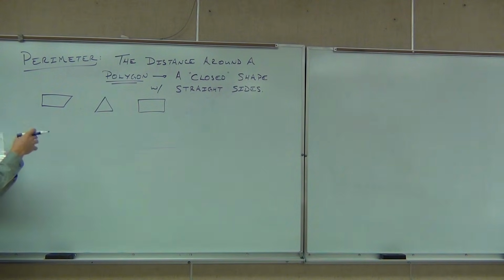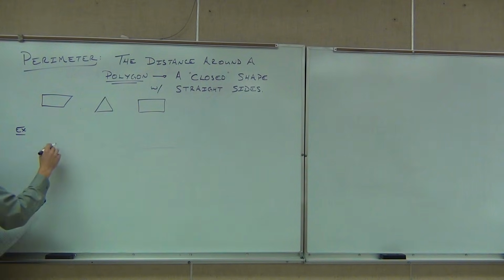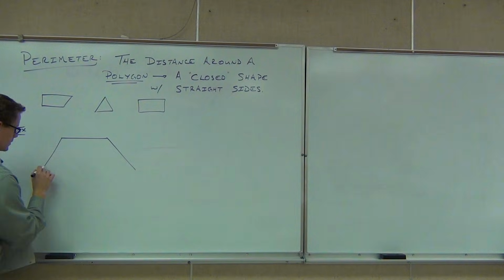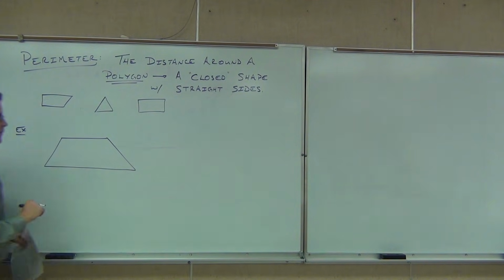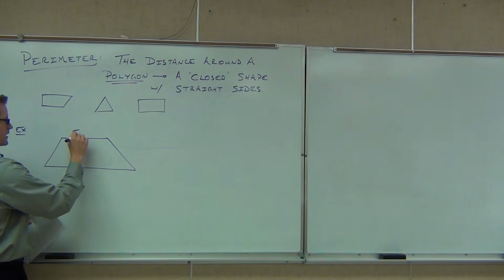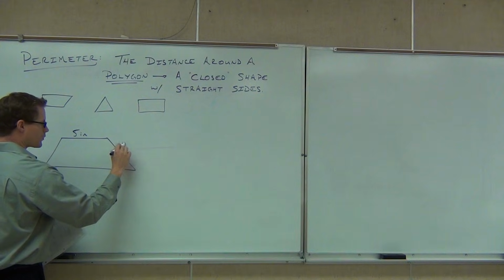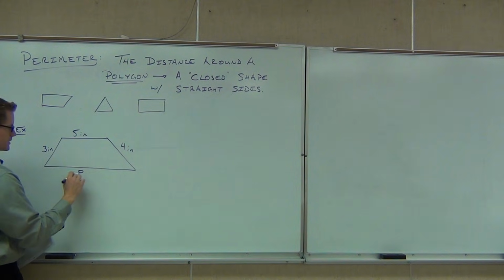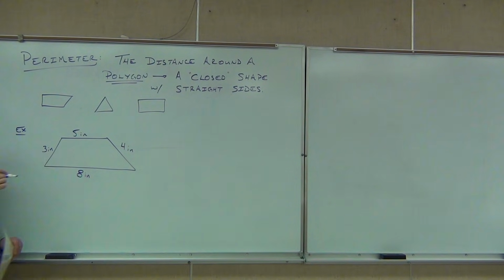So if we're talking about perimeter, which has to do with these polygons, could you find me the perimeter of this shape? Let's say we have this would be like a trapezoid. This is 5 inches and 4 inches. Let's make this one 3 inches, and this down here is 8. Of course, this is not to scale.